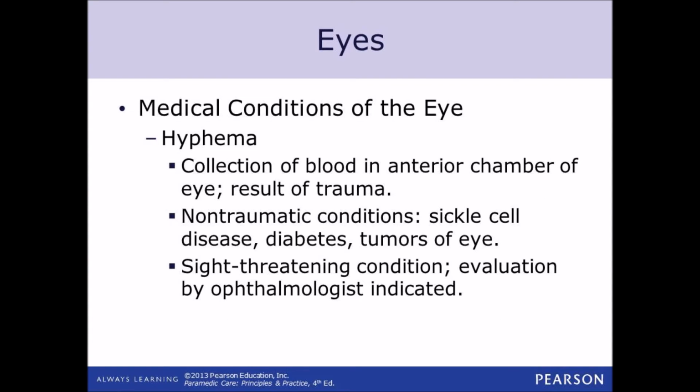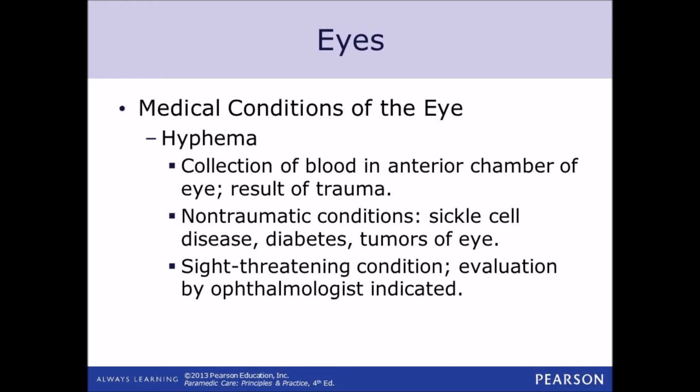Another condition you will potentially see is called hyphema. Hyphema is when we get a collection of blood in the anterior chamber of the eye itself. Usually this is a result of some type of trauma. I'm going to show you a picture of that area, but it can be non-traumatic as well. Big indications, and we'll talk about this in a hematology lecture later, are sickle cell disease, diabetes, and different tumors of the eye, which can cause a break in a blood vessel, and the chamber right in front of the iris will actually fill up with some blood.